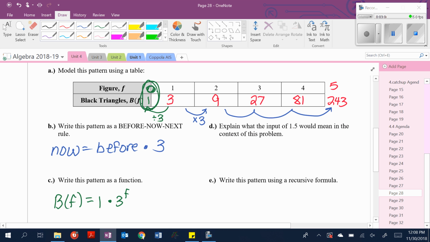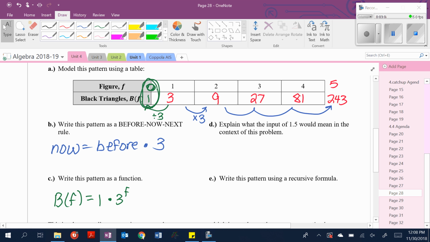Okay? Now, D says explain what the input of 1.5 would mean in the context of the problem. So that's really, okay, what are we talking about? They want to know what 1.5 means here. Okay, so that would mean, wait a second, isn't that my figure? So it would mean 1.5 figures, or a 1.5 figure, or figure 1.5. What? That doesn't make sense, does it?